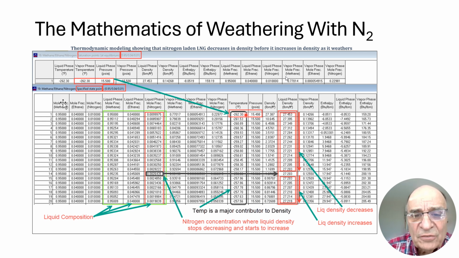But look at what happens over time. The LNG mixture becomes warmer and warmer. What happens when a liquid gets warmer? It expands. What happens when it expands? Its density goes down. So that also adds to the density going down. Not only the loss of the higher molecular weight component, nitrogen versus methane, but also the fact that the liquid is warming up and expanding as it's warming up.